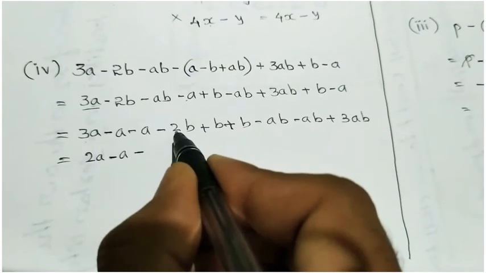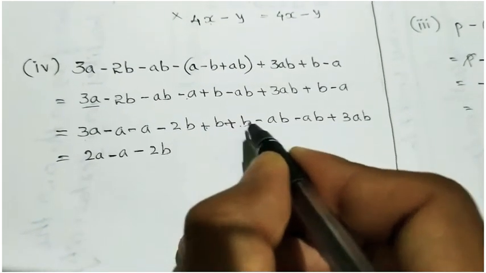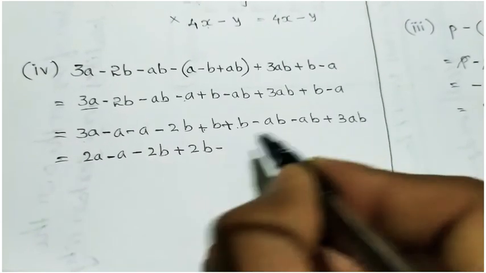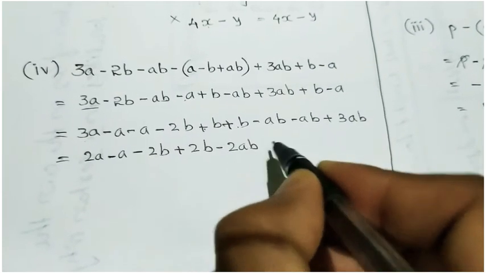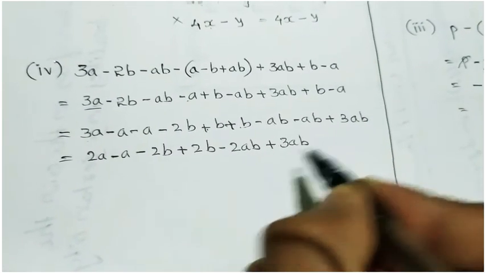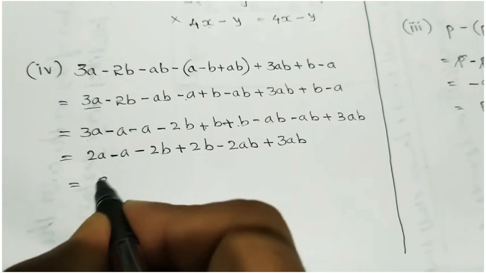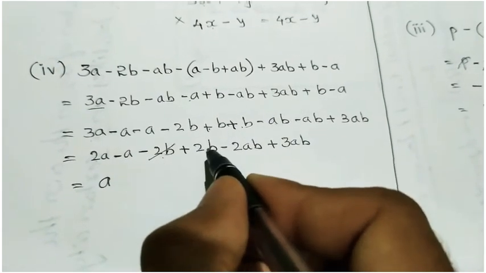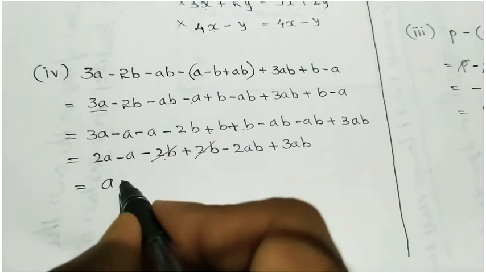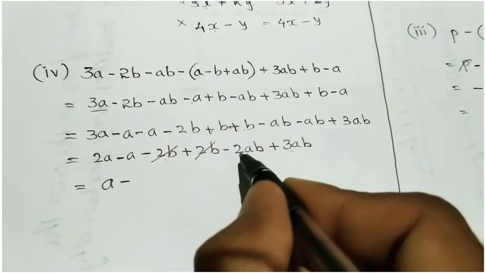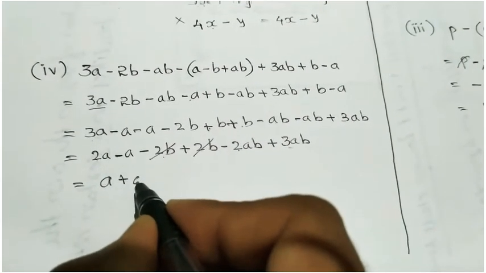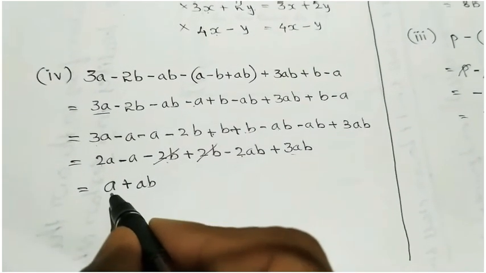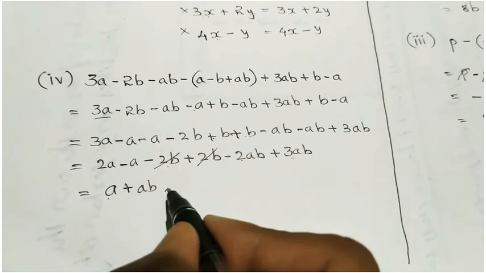Next minus 2b plus, it will be plus 2b, and minus ab minus ab, it will be minus 2ab plus 3ab. See here 2a minus a, it will be a, and here minus 2b plus 2b get cancelled, so it will be 0, and 3ab minus 2ab, it will be plus ab. In 3ab, if you minus 2ab, here we will get only ab. So our final answer will be a plus ab.